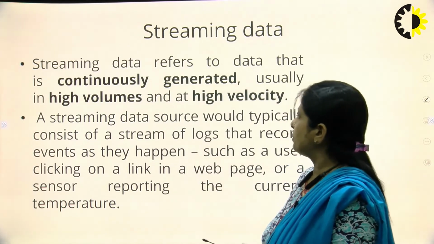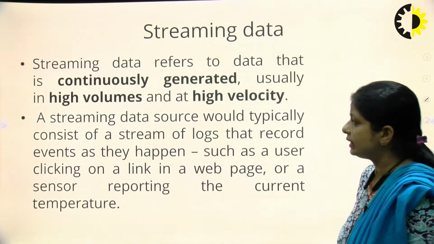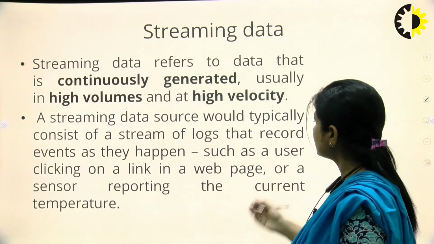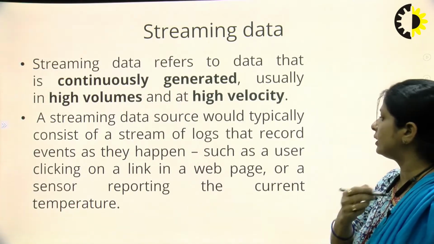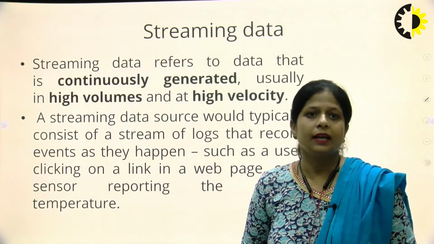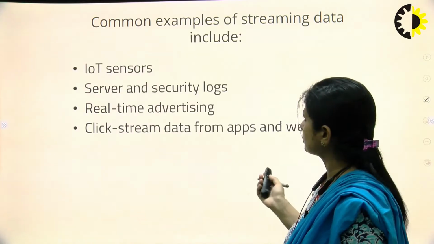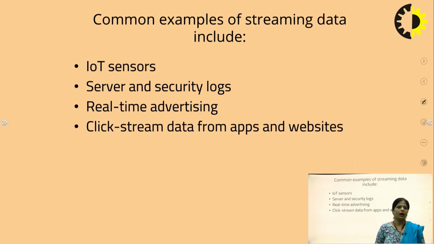Fine. A streaming data source would typically consist of a stream of logs that record events as they happen, like a user clicking on a link on a web page or a sensor reporting the current temperature, right? That means the data which is getting generated in a continuous manner is the streaming data, right? Here are a few common examples of streaming data, which include IoT sensors, server and security logs, real-time advertising, and clickstream data from various applications and websites.